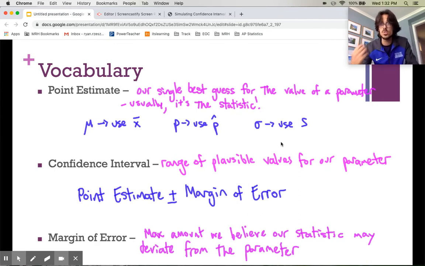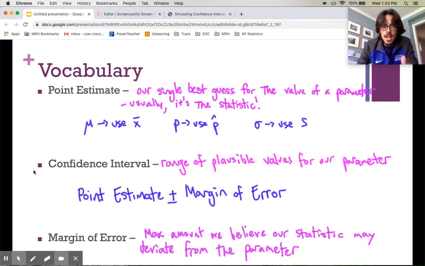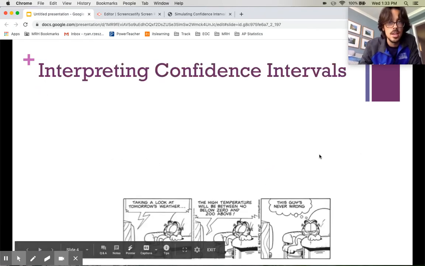So a confidence interval is just a range of plausible values for the parameter you're trying to estimate. And when you build a confidence interval, we're going to learn later in the chapter formulas for actually constructing our own. But for now, our basic setup is just you start with your point estimate and you add and subtract a margin of error. The margin of error is the distance from the middle of your interval to the edge, and it represents the maximum amount you feel your answer might be off by from the parameter. So yeah, that's all vocab that we talked about, and hopefully that visual aid is helpful to you guys.